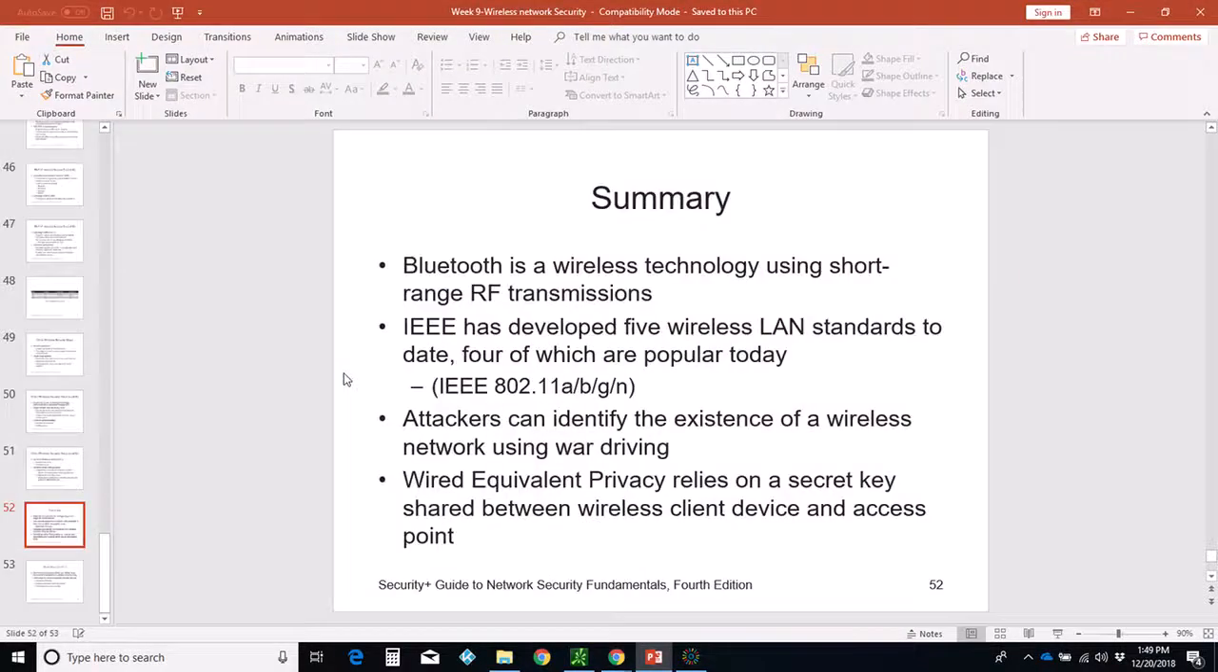That was the chapter on wireless security, wireless network security. All right, so far we're doing good.